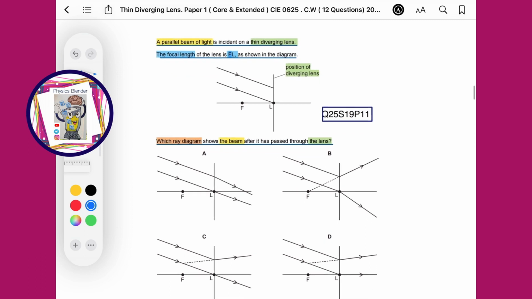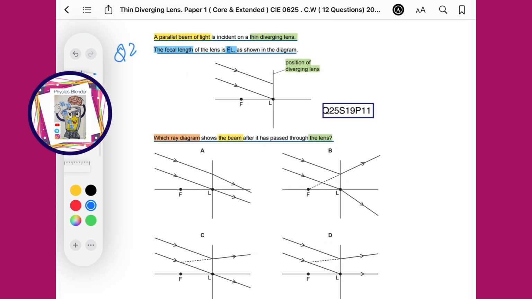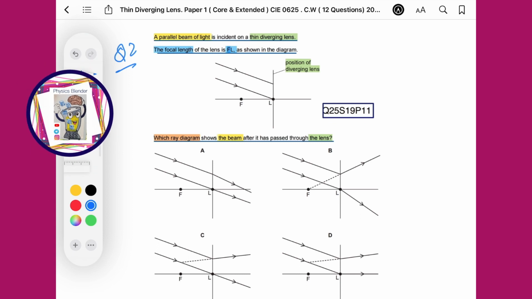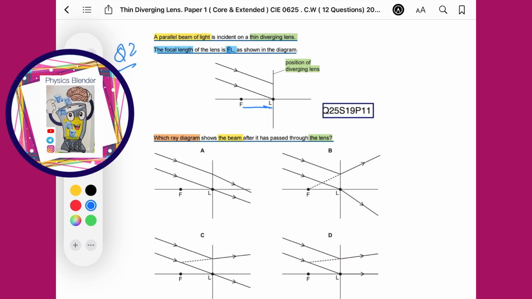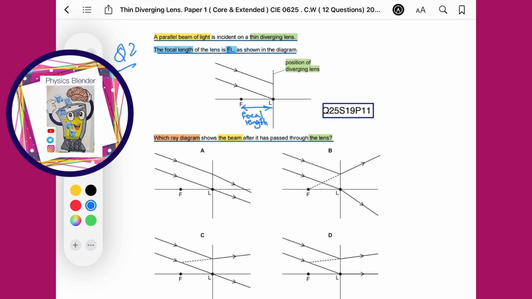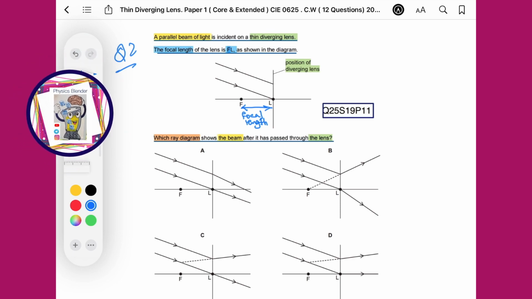Okay. Question 2, we have here a parallel beam of light incident on a thin diverging lens, and the focal length is shown, which is f. So this is the focus, and this is the focal length, which is the distance between the optical center and the focus. Which ray diagram shows the beam after it has passed through the lens?